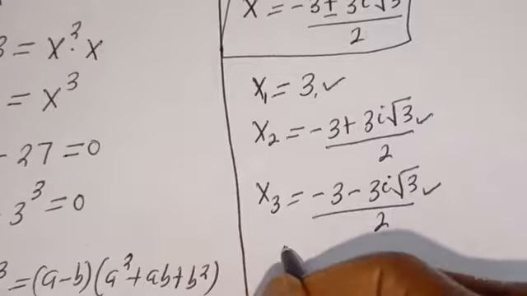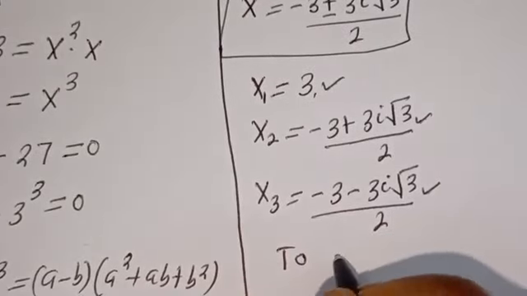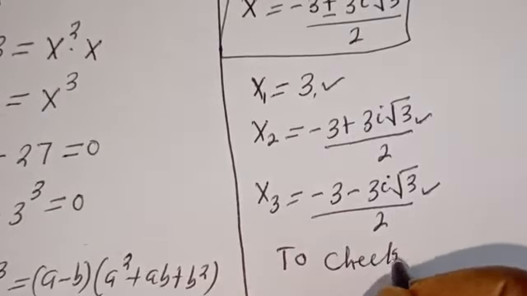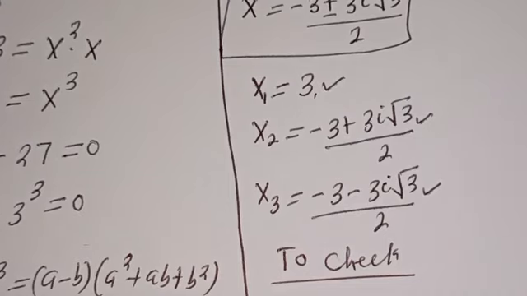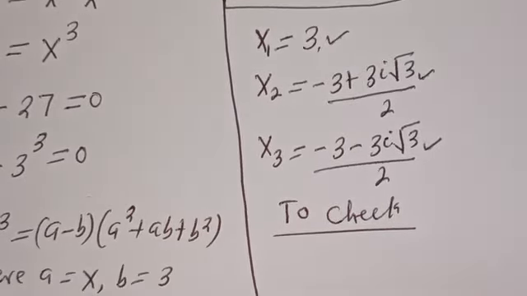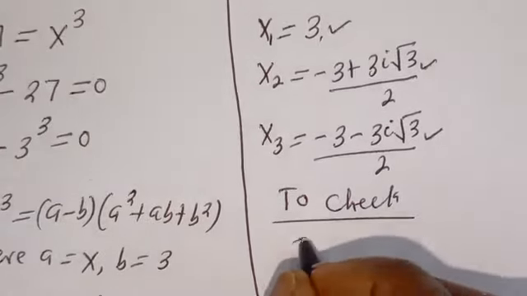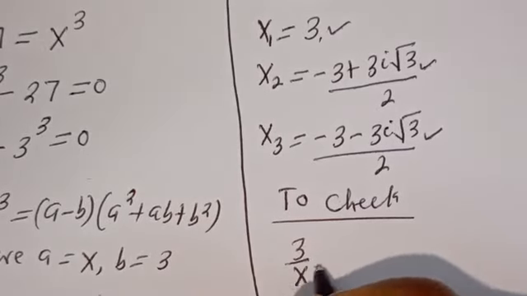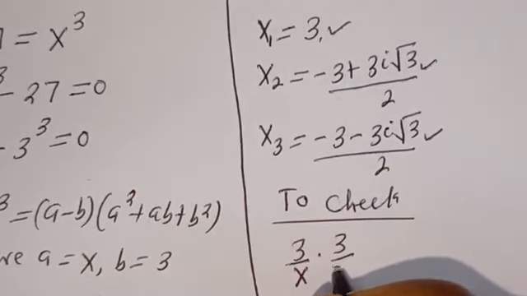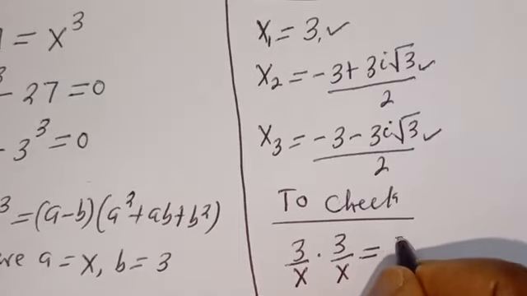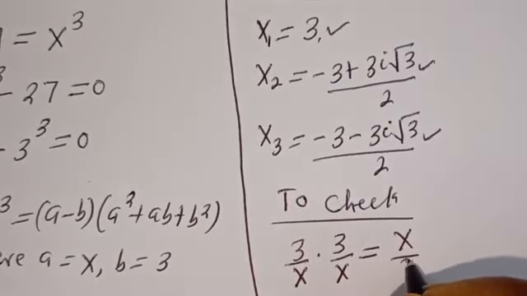Let's check. To check, we have the given equation 3 divided by s multiplied by 3 divided by s is equal to s divided by 3.